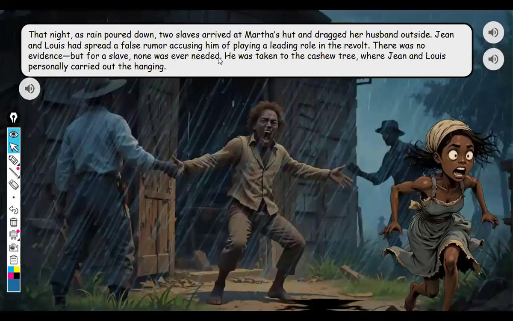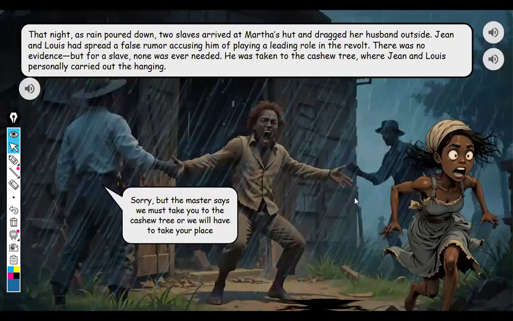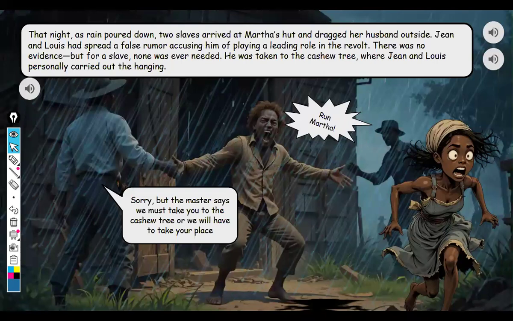That night, as rain poured down, two slaves arrived at Martha's hut and dragged her husband outside. Jean and Louis had spread a false rumor accusing him of playing a leading role in the revolt. There was no evidence, but for a slave, none was ever needed. He was taken to the cashew tree, where Jean and Louis personally carried out the hanging.